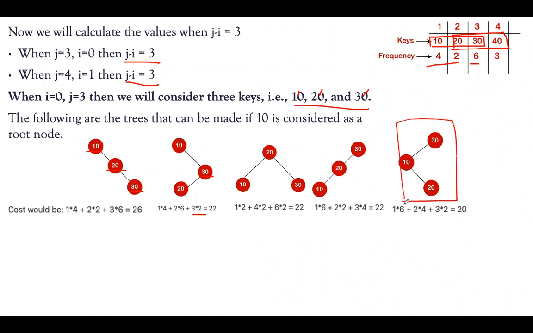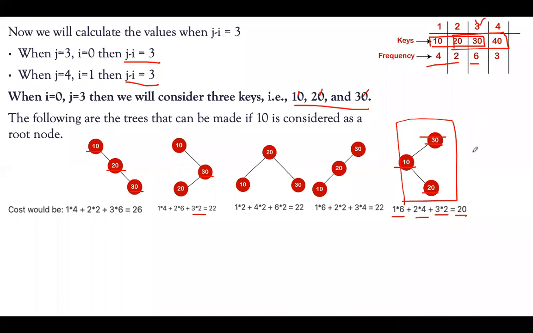For these 3 key values along with their frequencies, this is the best combination, where 30 is the root. So 30 is the root means only 1 comparison here. Its frequency is 6. Its next child is 10. Frequency is 4, 2 into 4. And 20 is a child of 10. Frequency is 2. Number of comparisons is 3. So total cost is 20. So 20 is the minimum cost when 30 is the root, that is the third key.